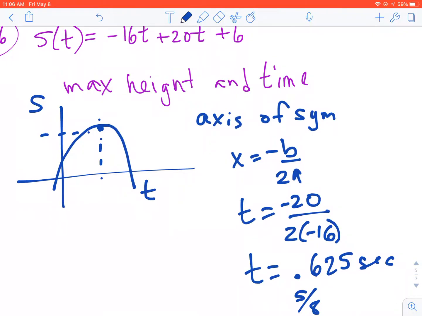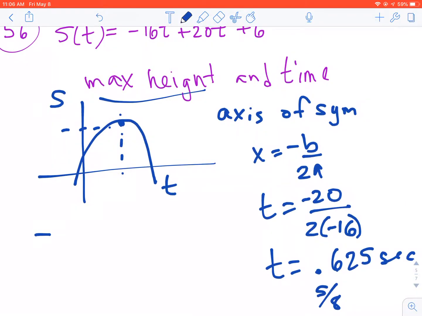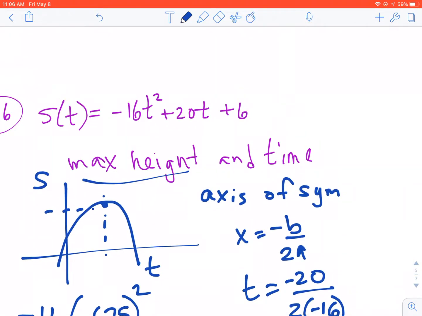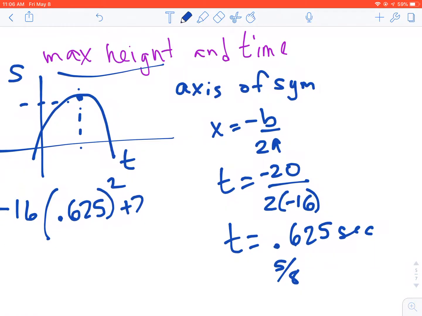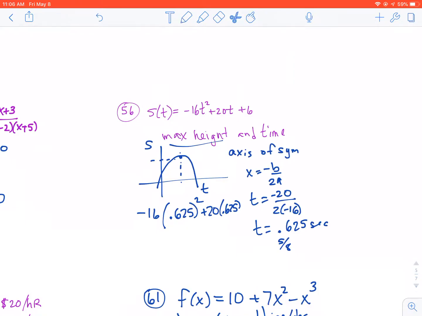And then if I had to find the maximum height, I would just plug it in. Negative 16 times 0.625 squared plus 20 times 0.625, and I'm running out of room, plus 6. Let me move this over a little bit.